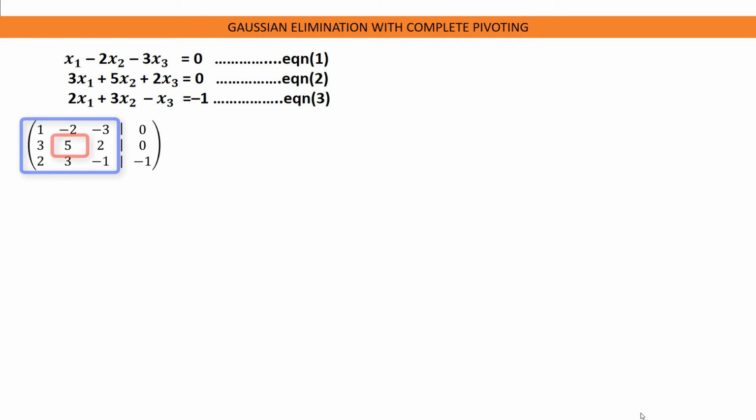5 is the highest number in magnitude over here, so we have to find a way to make 5 become our first pivot element. We can swap column 1 and column 2, and then we swap row 1 and row 2. We can also choose to swap row 1 and row 2 first and then swap column 1 and column 2. I'm going to swap column 1 and column 2.